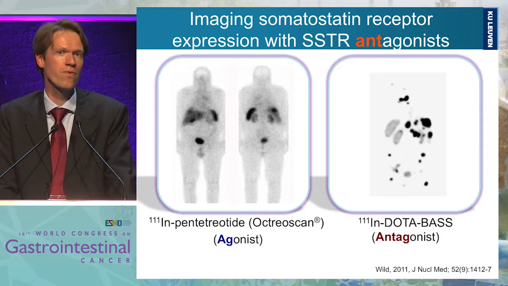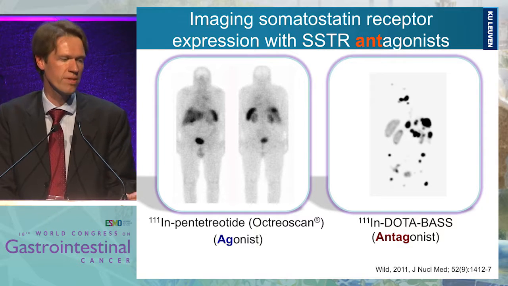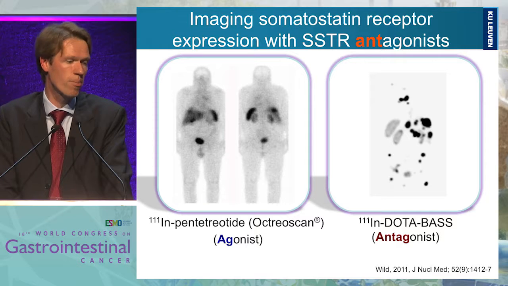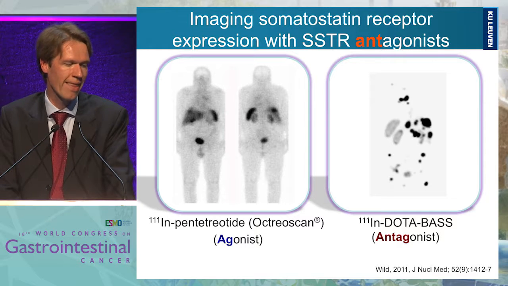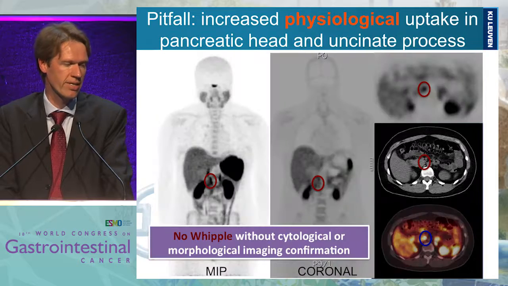This is not a difference of scanning technique. It's the same isotope, same imaging technique, but you see a tremendous amount of lesions on the right with the antagonist that are missed by the agonist.